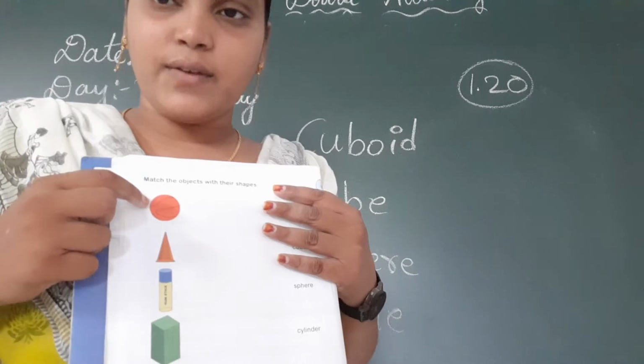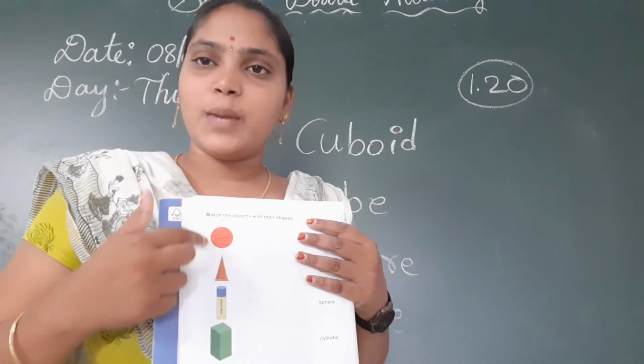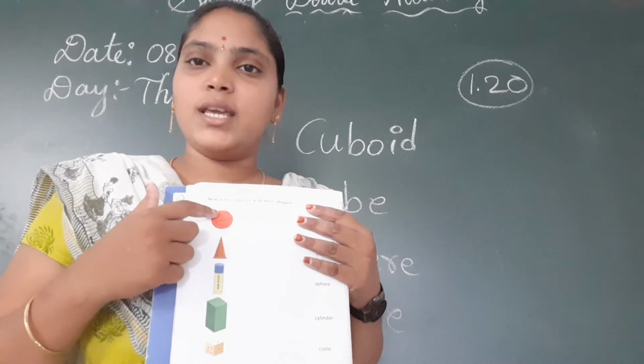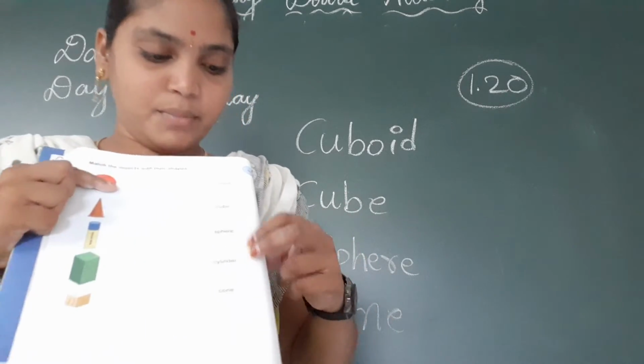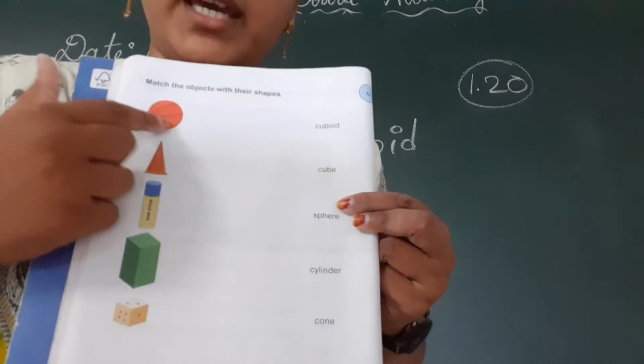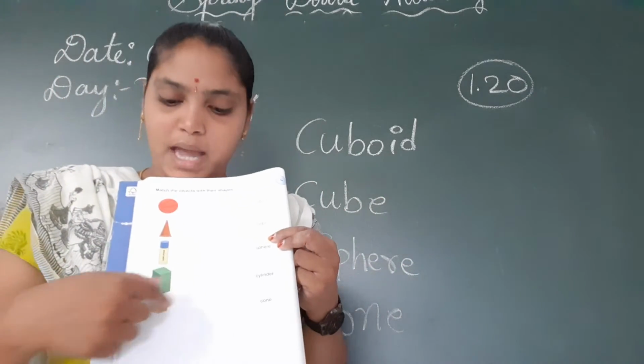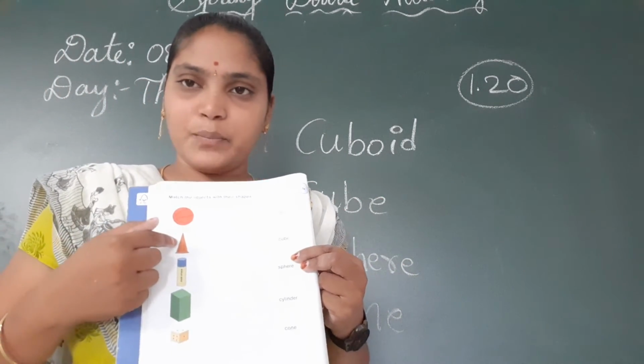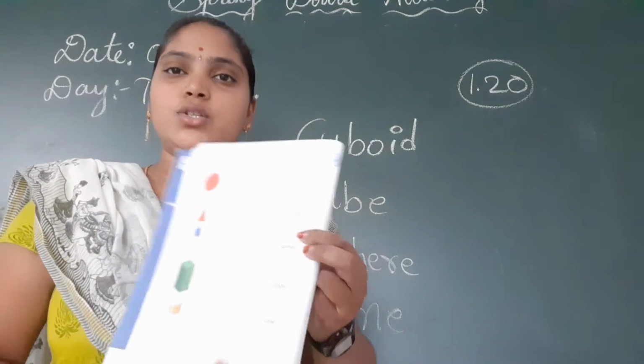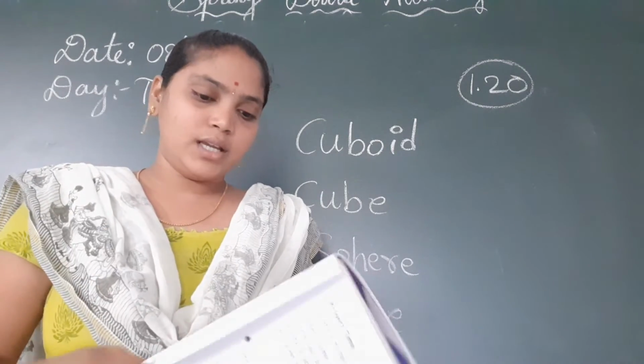So for example, here is given a ball, children. So what is the shape of the ball? Yes, a ball is a sphere shape. So where is the sphere? Yes, here is the sphere. You have to match this ball with the sphere. Like that you have to match the remaining, children. For example, this is an example of a cone. So just match accordingly.